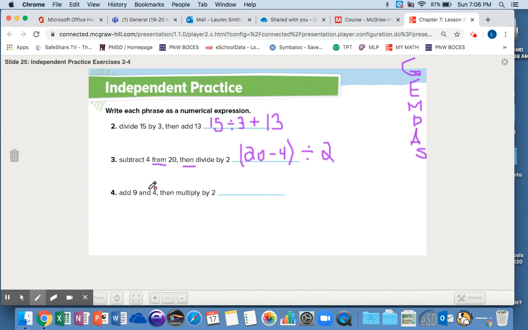This says add 9 and 4, then multiply by 2. Same goes here. You're going to have to put 9 and 4 in parentheses because addition's down here. Okay, so that's going to come first, then multiply what you get by 2. Okay, so you're going to be practicing writing out expressions. These are all expressions.